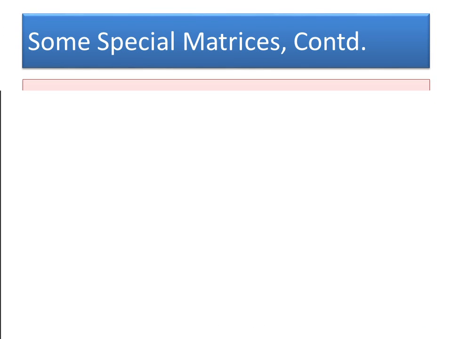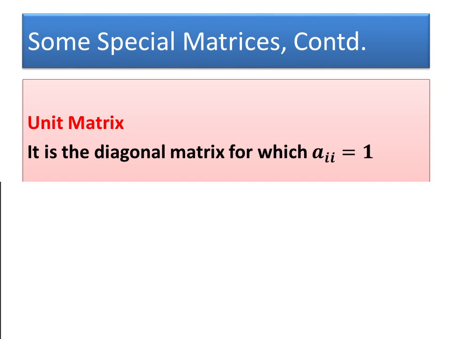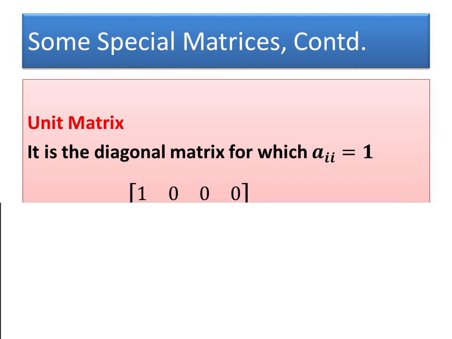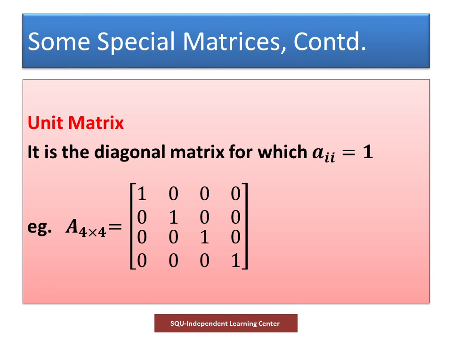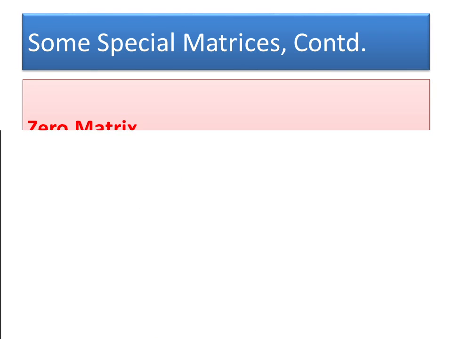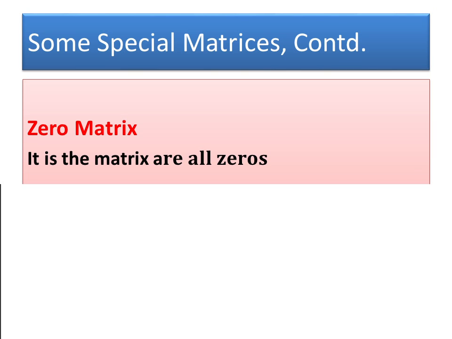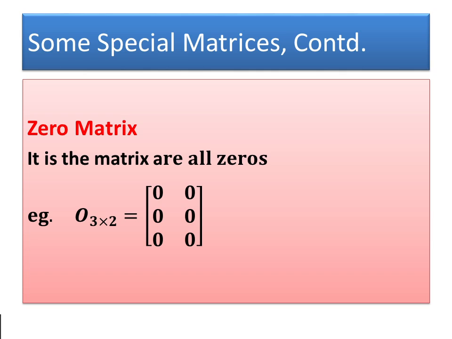The unit matrix is a diagonal matrix for which all the diagonal elements are 1s. We see an example here of a 4 by 4 square matrix. The diagonal elements are 1s, and we call it the unit matrix. The zero matrix is the matrix with all elements zeros. As we see, an example for a 3 by 2 matrix, which is a zero matrix.